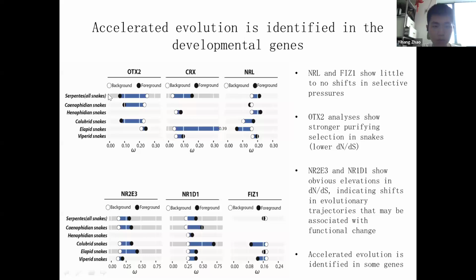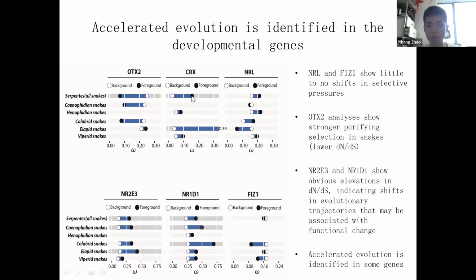For example, for this first data point, it means for Serpentes, or for all snakes, they are the target group, so they are represented by the foreground, the black dot, and their dN/dS ratio is estimated to be around 0.08. The rest of the Sauropsida species, when estimated together, got a dN/dS ratio of more than 0.2.